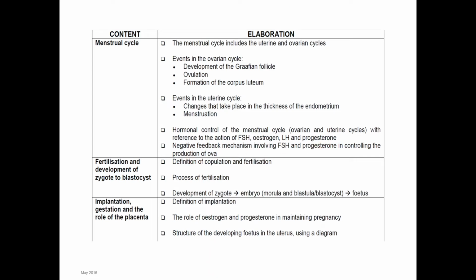Then, very important again, please make sure you know the negative feedback mechanism that involves FSH and progesterone. This is something that you get tested on a lot. Make sure you know in the negative feedback mechanism, the words that you must have here is high amounts, low amounts, and that's how you know it's a negative feedback mechanism. And this negative feedback mechanism controls the production of ova.